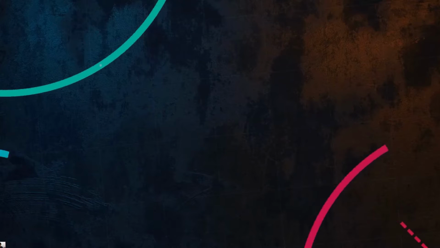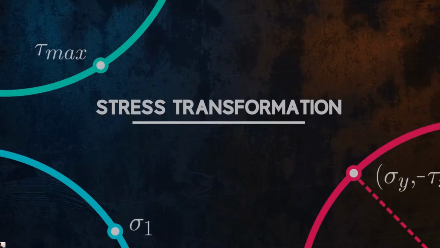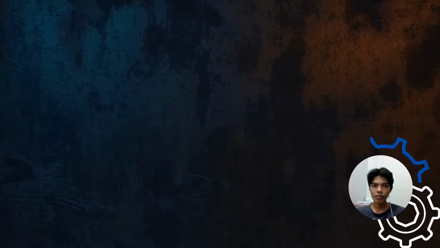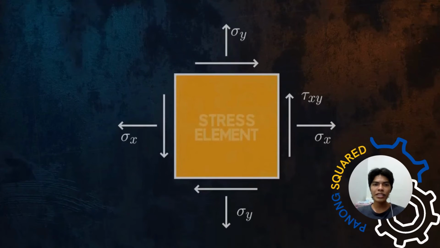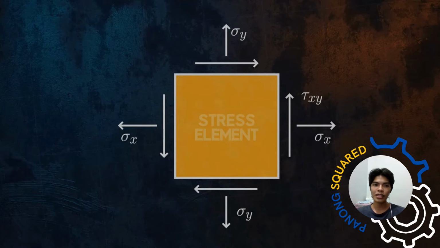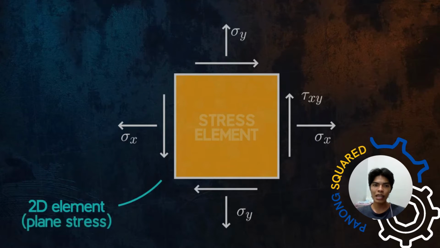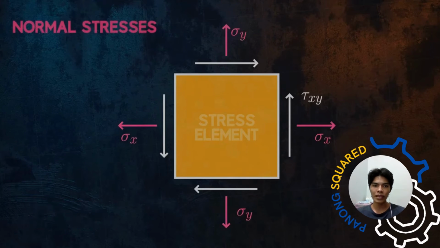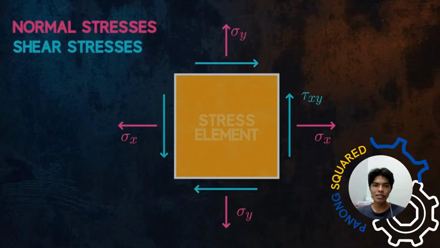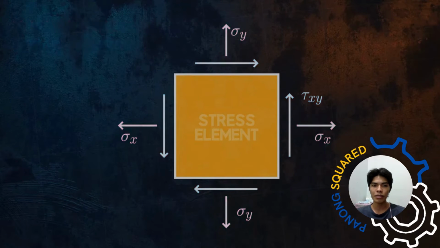In this video, we're going to look at stress transformation and Mohr's circle. Let's start by reminding ourselves about the stress element. The stress element is a very useful way of describing the stresses acting at a single point within the body. In this video, we will consider a 2D stress element corresponding to the state of plane stress. The normal stresses and the shear stresses are shown on the four faces of the element.